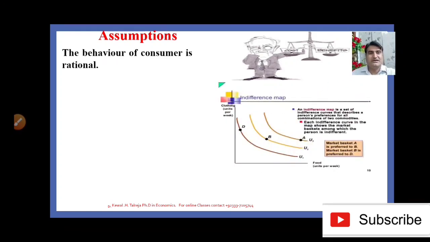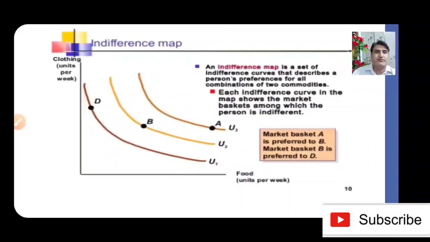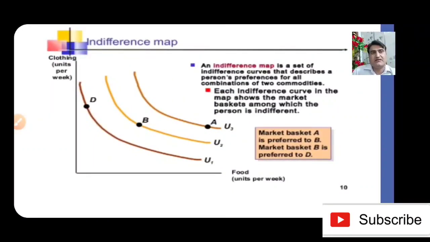Here you can see the indifference map. An indifference map, as you know, is a set of indifference curves that describe a person's preferences for all combinations of two goods. Each indifference curve in the map shows the market baskets among which the person is indifferent. So market basket A on U3 is preferred to B on U2. Market basket A is preferred to B. Market basket B is preferred to D. This is the indifference map.